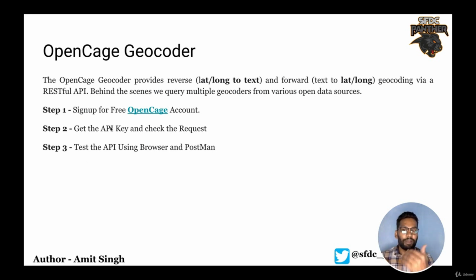And once we sign up, we will get the API key, and then we will be testing that using both a URL and Postman. And why we will be able to test this using a URL, I'll tell you in a few seconds. So let's quickly first create a free account, and then we will talk about the next two steps.